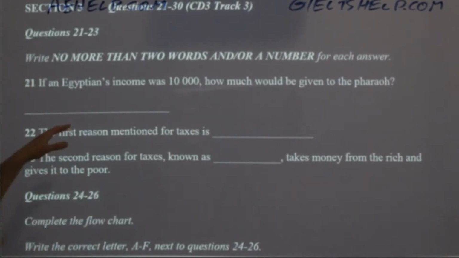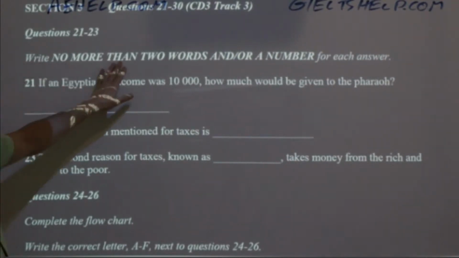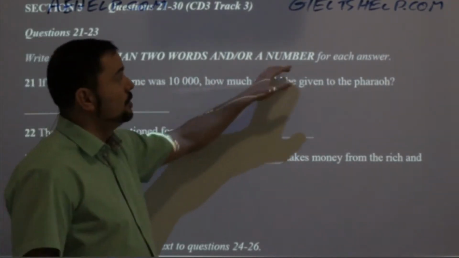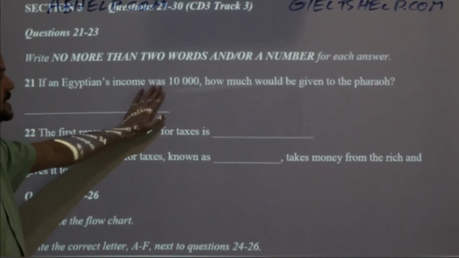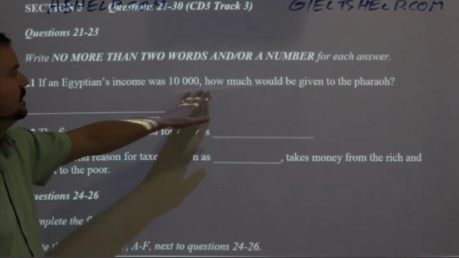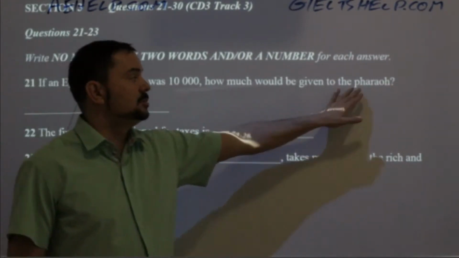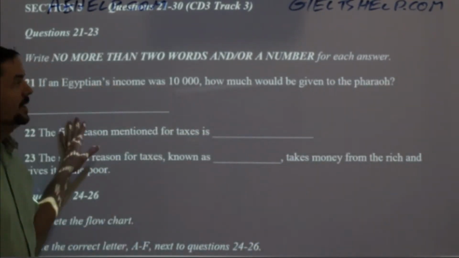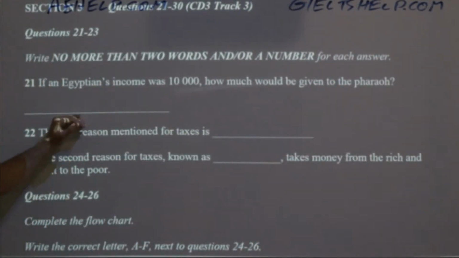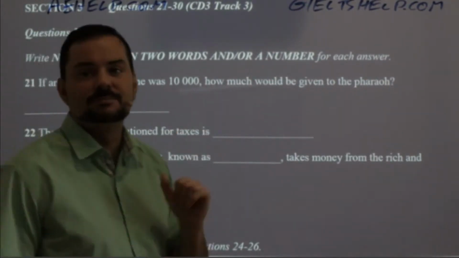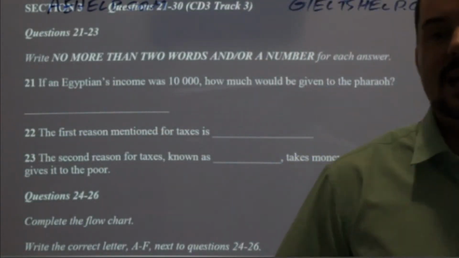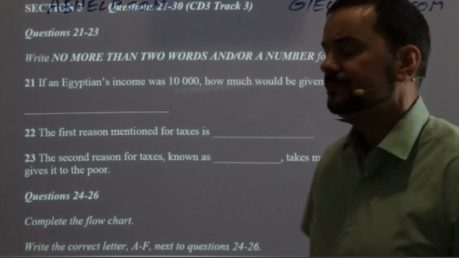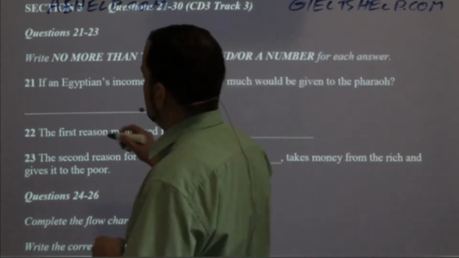Okay, everyone. So the first one, write no more than 2 words and or a number for each answer. So if an Egyptian's income was 10,000, how much would be given to the pharaoh? What is the best answer for this question? Honey says the best answer is 2,000. Dana agrees. Yeah, it's 2,000.